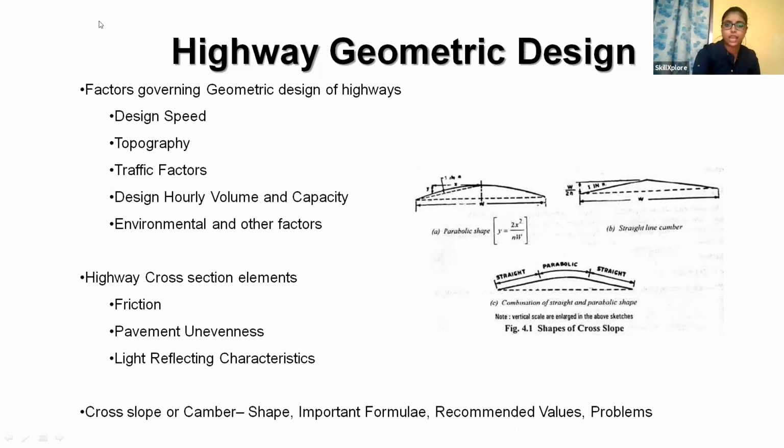So the camber can be provided in different shapes, right? It can be in parabolic shape. It can be like a straight line camber, and it can be a combination of a straight and parabolic type camber. So which one is better? And why do we prefer all these types of shapes of camber? All these things are discussed in our sessions.